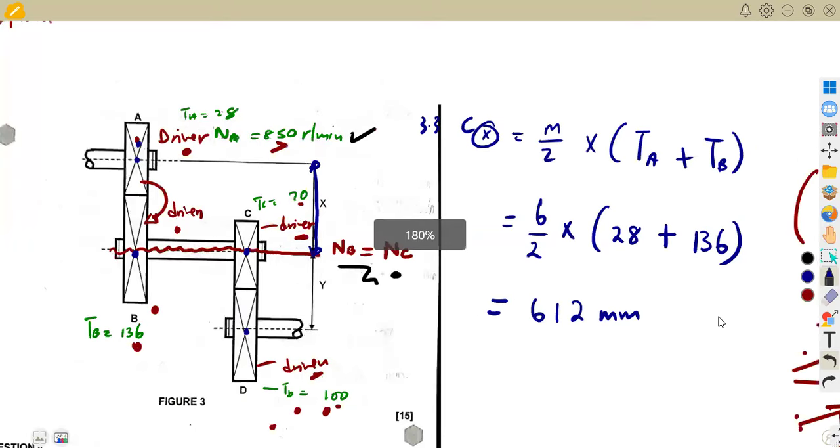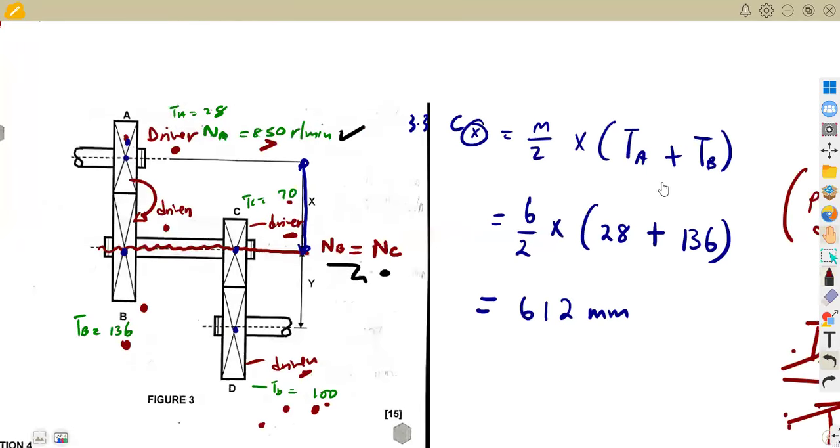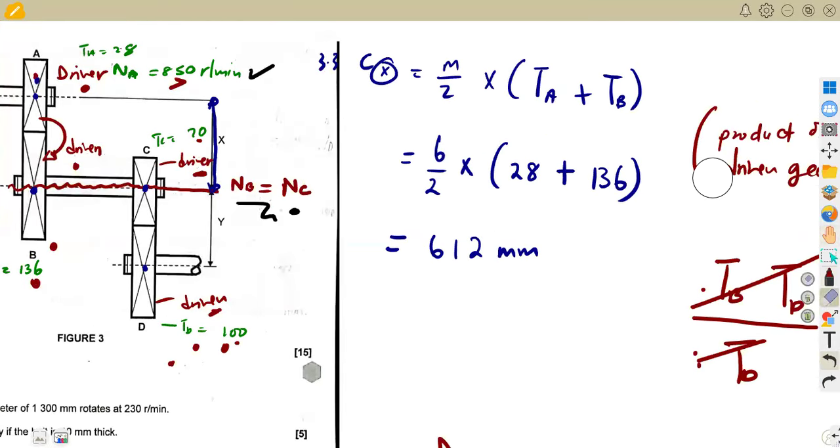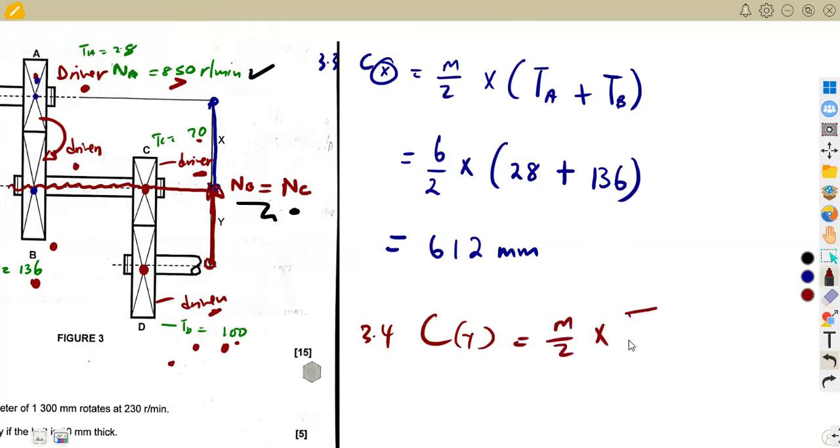It was the same thing for the next question where they need the center distance Y. Like I said, you just need to check which gears are affecting that center distance. The center distance for Y is affected by which two gears? Y is from here. It is the center distance of gear C and gear D. So the center distance affecting Y is going to be the module over 2 times the number of teeth that we consider. Gear C and gear D, so it's going to be TC plus TD. So that is the formula.